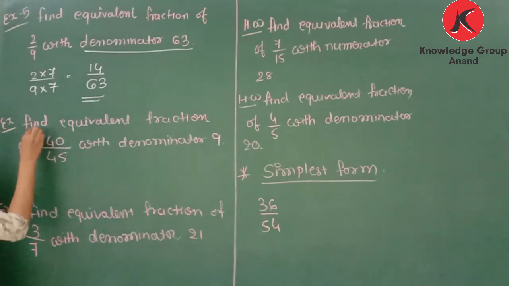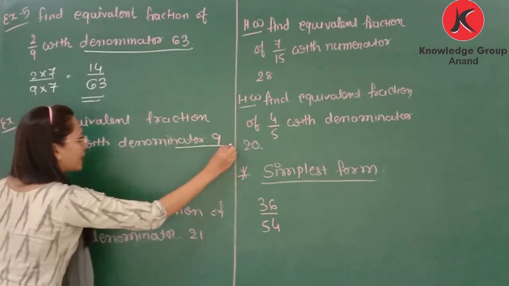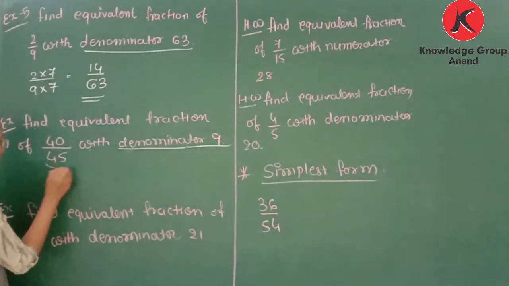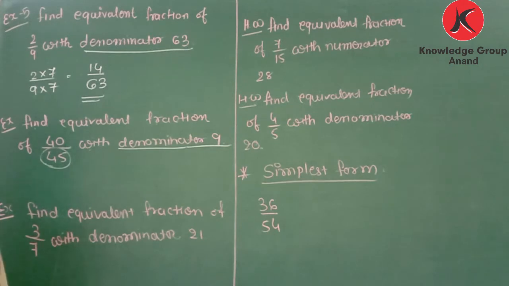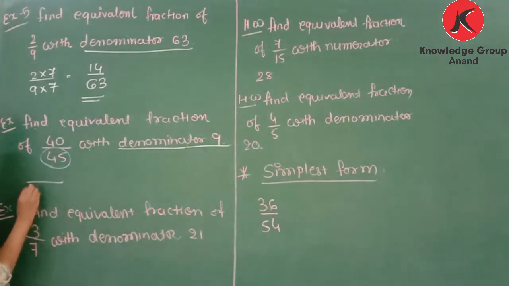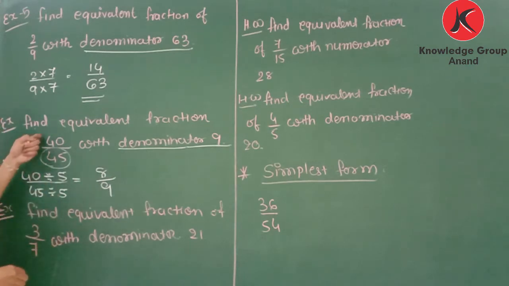Now let's take one more example. Find equivalent fraction of 40 by 45 with denominator 9. Here what is the condition? Denominator is 9. So how we can make 45 to 9? If we divide 45 with 5, because 9 5s are 45, so if we divide 45 with 5, we will get 9. Same number in a numerator, so 8 by 9. So this is equivalent fraction of 40 by 45 with denominator 9.